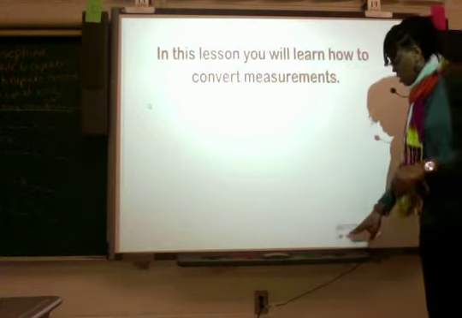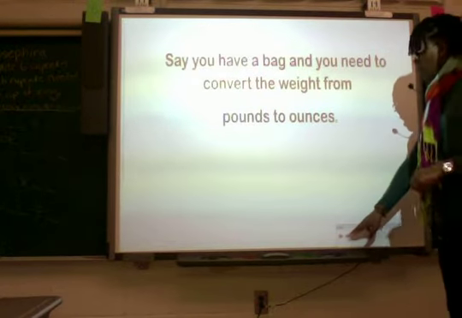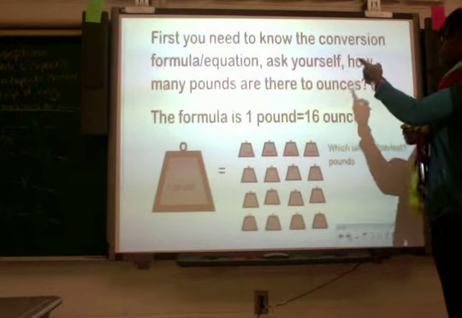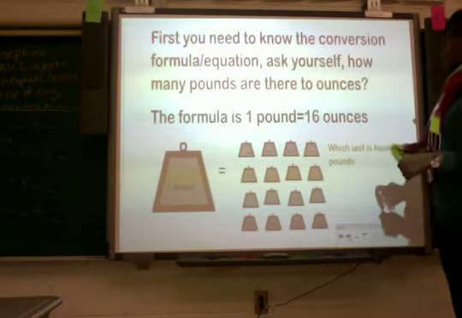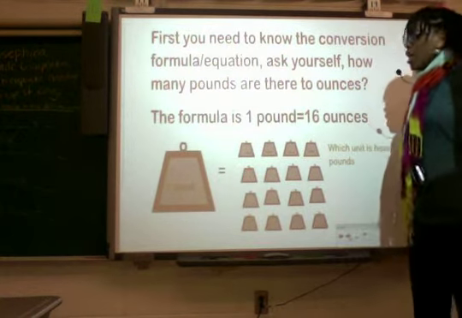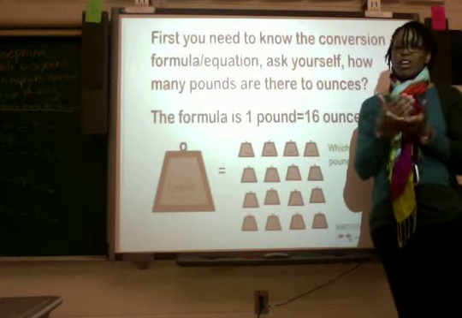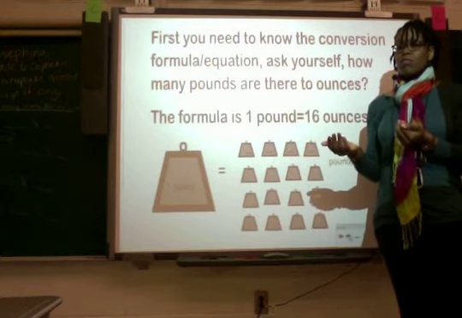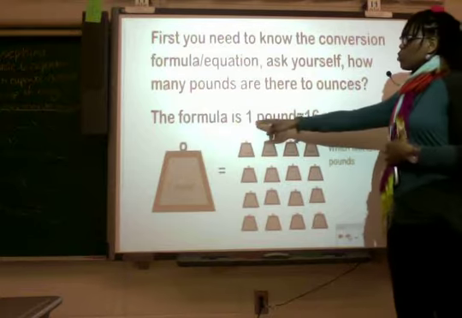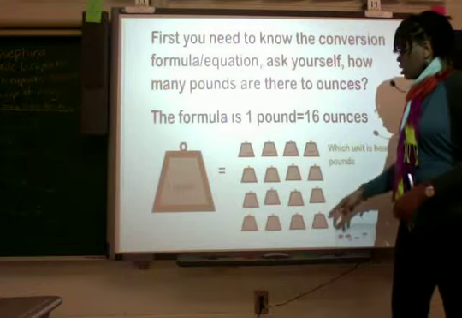Let's get started. Say you have a bag and you need to convert the weight from pounds to ounces. First, you need to ask yourself, what is the formula? You need to know the conversion formula. So you'd ask yourself, how many ounces are there in a pound? Now, the nice thing is, scientists and mathematicians have already done that work for you. So you don't have to figure out the formula, you just have to apply it to go from one unit to another. The formula is 1 pound equals 16 ounces. So every 1 pound equals 16 ounces.